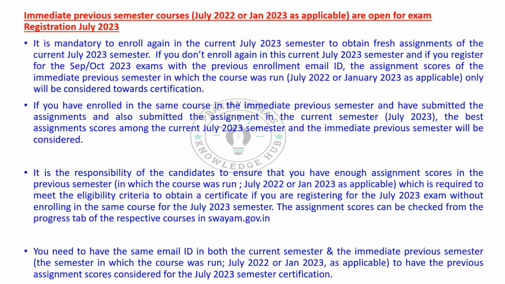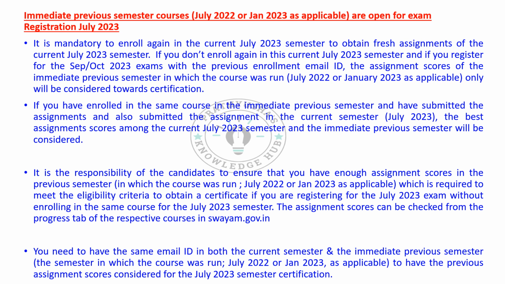Okay, this slide is the extension of the previous question. For a course which is rerun and you enrolled, you have already written the assignments in the previous semester but you have not taken the end exam. So now the question is, will the NPTEL team consider the previous semester score to write the end exam in this semester, or do I need to write the assignments again?